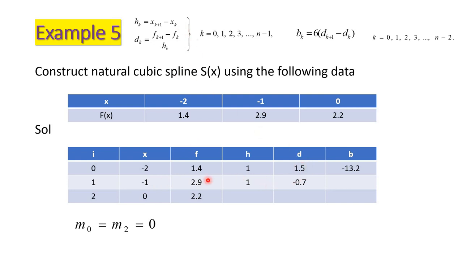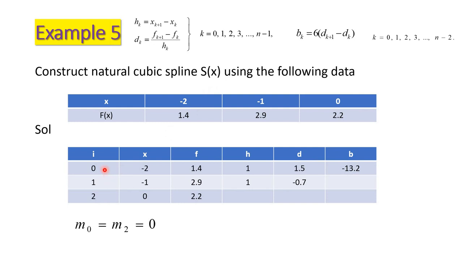Then d exactly takes f(k+1) minus fk divided by hk. d0 will be f1 minus f0 divided by h0. It's actually 2.9 minus 1.4 divided by 1, which is 1.5 divided by 1, so you get d0 here. d1 is f2 minus f1 divided by h1. So 2.2 minus 2.9, you got negative 0.7, divided by 1, negative 0.7. b is actually 6 times the d at the bottom, deduct d on the top. So negative 0.7 minus negative 1.5, and then you times by 6, get this b.